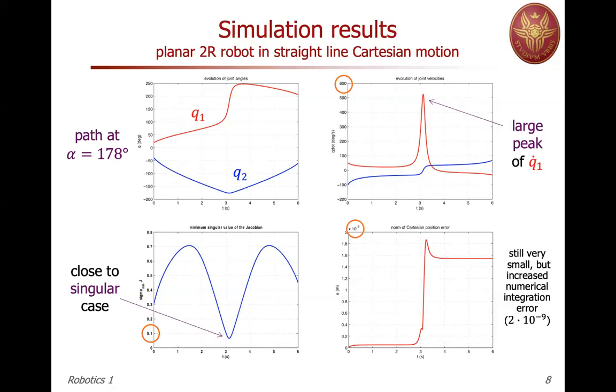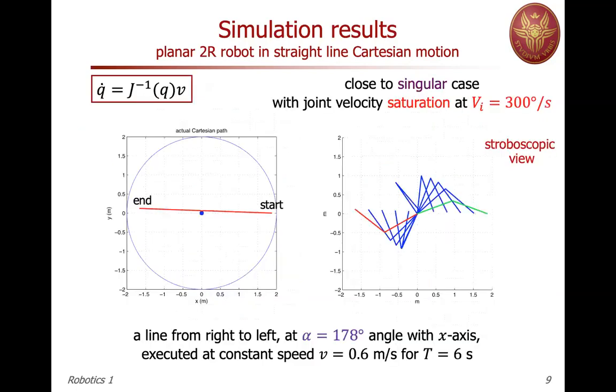From the positional error, this large velocity gives a bit of a hit to the integrator. So we have 1 order of magnitude greater error, but still 10 to the minus 9, so completely negligible. But in order to make things more realistic, this is exactly the same situation as before, but now I added in the simulation the presence of a joint velocity limit. So the actuators cannot provide more than 300 degrees per second. So we saturate any command that is larger than 300 degrees per second, plus or minus.